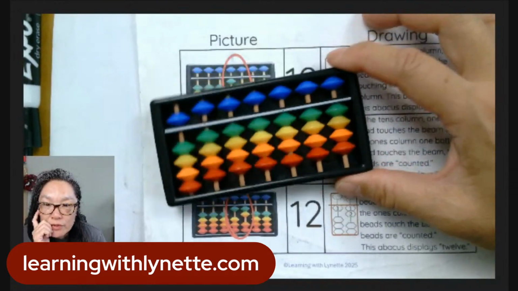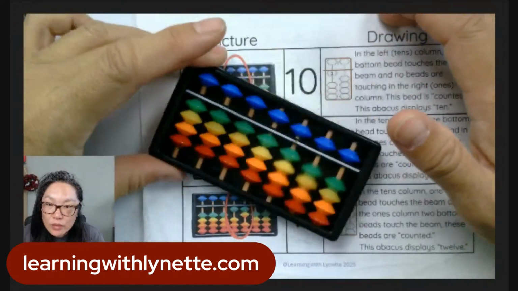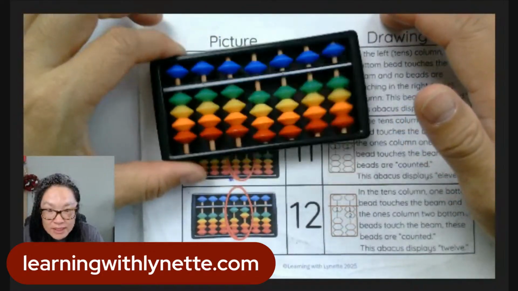So again, what we're doing is we're looking at the abacus. When we look at the abacus, you want to be careful because it's very easy to move the beads.